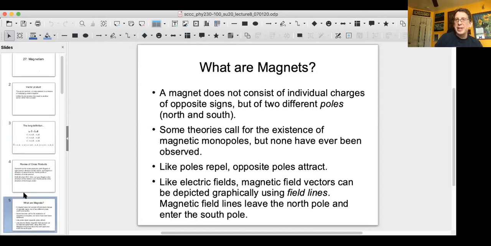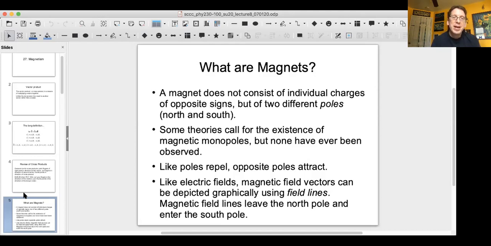So let's talk a little bit about what magnets are. Magnetism has some similarities and some differences with electricity, although ultimately you'll see that they're very closely related. A magnet does not have an isolated north pole or south pole. So with electricity, you can have an isolated positive charge or an isolated negative charge. With magnetism, that's not possible. If you have a north pole, you always have a south pole.